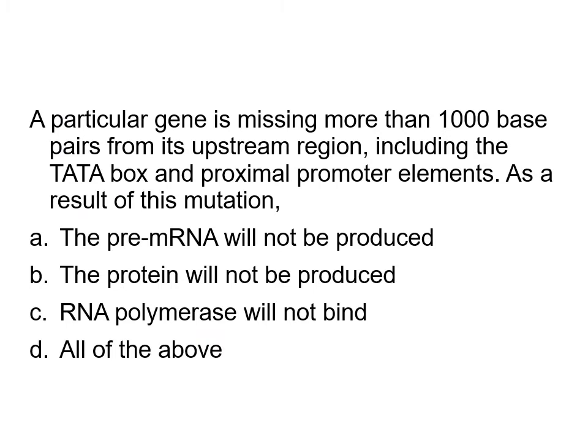Okay, meanwhile, here's a question. A particular gene is missing more than 1,000 base pairs from its upstream region, including the TATA box and proximal promoter elements. As a result of this mutation, the pre-mRNA will not be produced, the protein will not be produced, RNA polymerase will not bind, all of the above. Okay, if you said all of the above, you're smart. Okay, good.